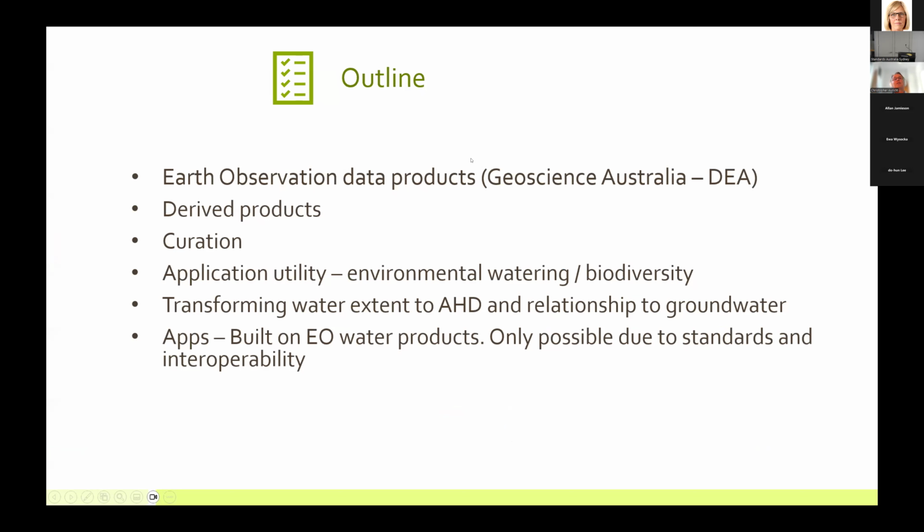And so basically I'll be covering some of the Geoscience Australia, Digital Earth Australia products, looking at some curation issues, looking at the application and utility of some of those derived products for environmental watering and biodiversity, and then looking at some water observations and water body data, and how we've been able to translate water occurrence extent into AHD, which is a height datum, and some relationships to groundwater, and then an example of basically some apps built on the Earth observation products as a result of the standards that are out there.